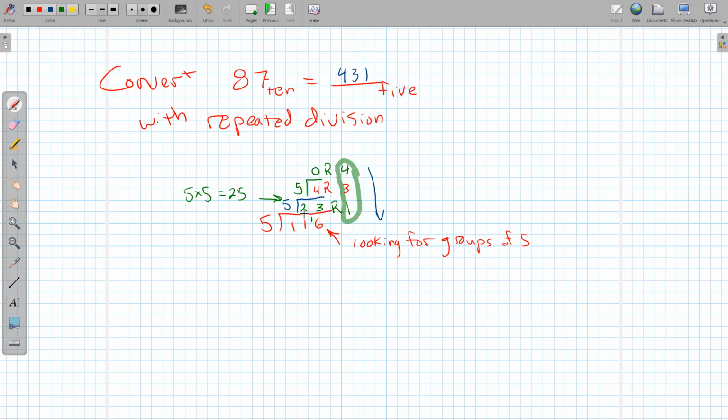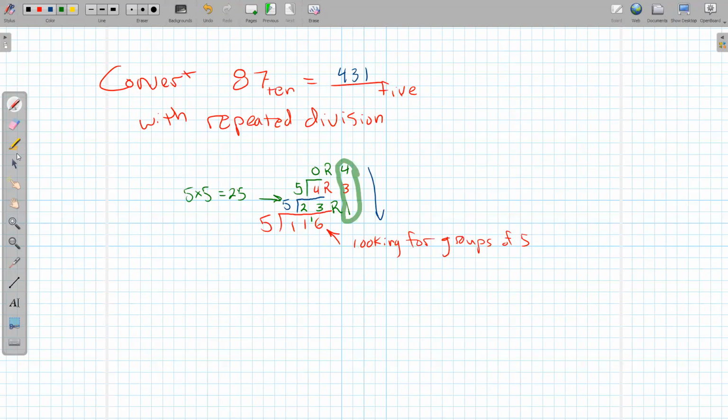Okay, so at first I found there were 23 groups of 5 with 1 left over. There's my 1s. These 23 are 5s, and there are 4 groups of 5 in there with 3 left over. 3 what? 3 5s, because those are 23 5s there. So we're just nesting the division on top of each other, and out pops the answer because the first remainders are 1s, the next remainders are 5s, and finally we get our 25s.